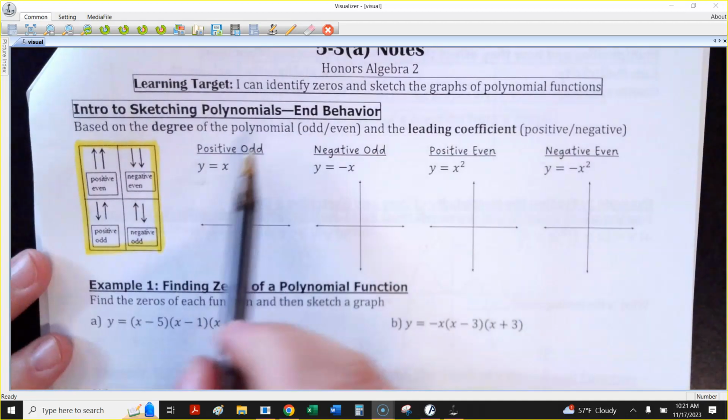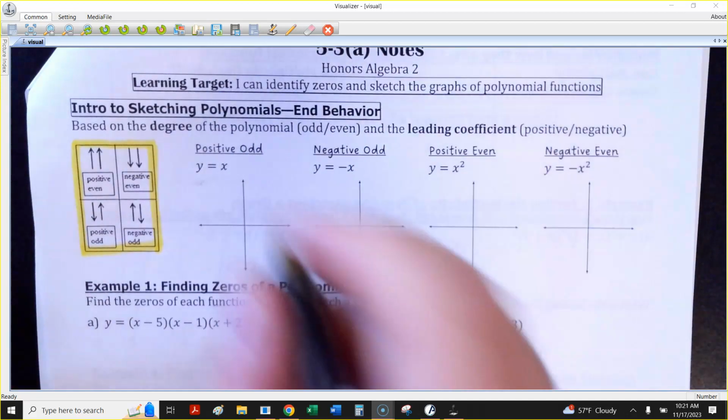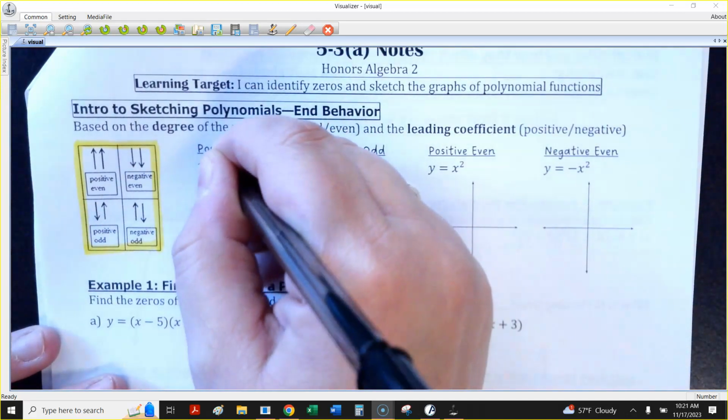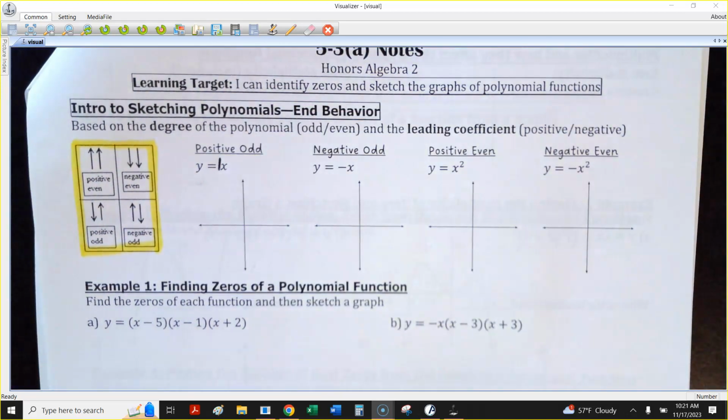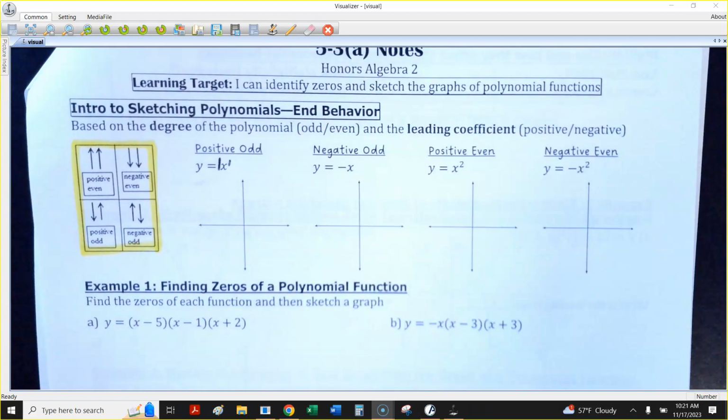Okay, so positive just means the leading coefficient has a positive number in front of it. So I just wrote basic y equals x. So this would just be 1x. You're not going to see the 1 written in front of it, but 1x, so that's positive. And then the exponent, which you're also not going to see written normally, would just be x to the first. So positive because I would have 1 as the coefficient, and it's odd because it's just a plain x by itself, x to the first power.